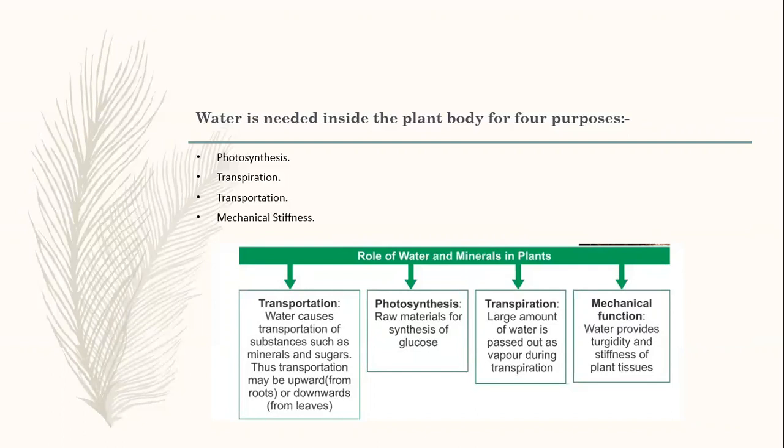Transportation: transportation of minerals in solution form from root to leaves or shoot, and prepared food from leaves to other parts of the plant. Mechanical stiffness: water provides turgidity and stiffness of plant tissue. Turgidity means the fully distended condition of the plant.